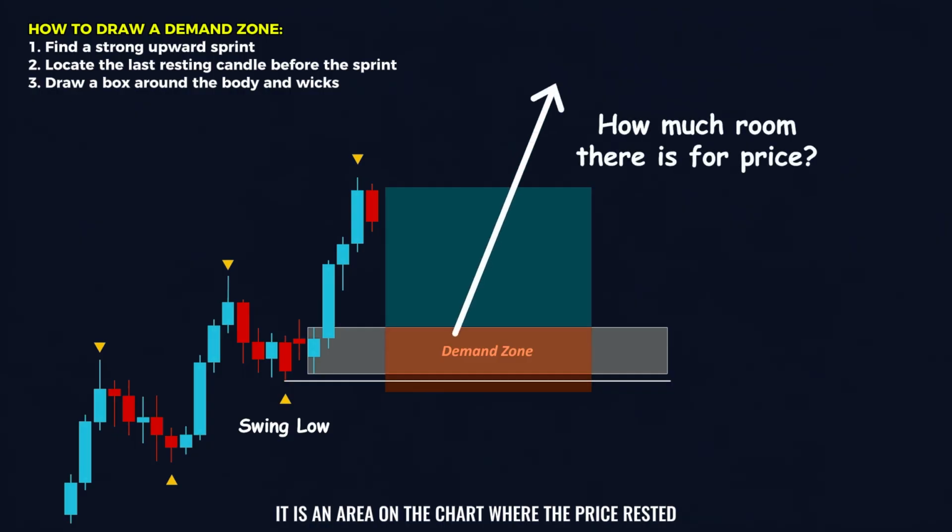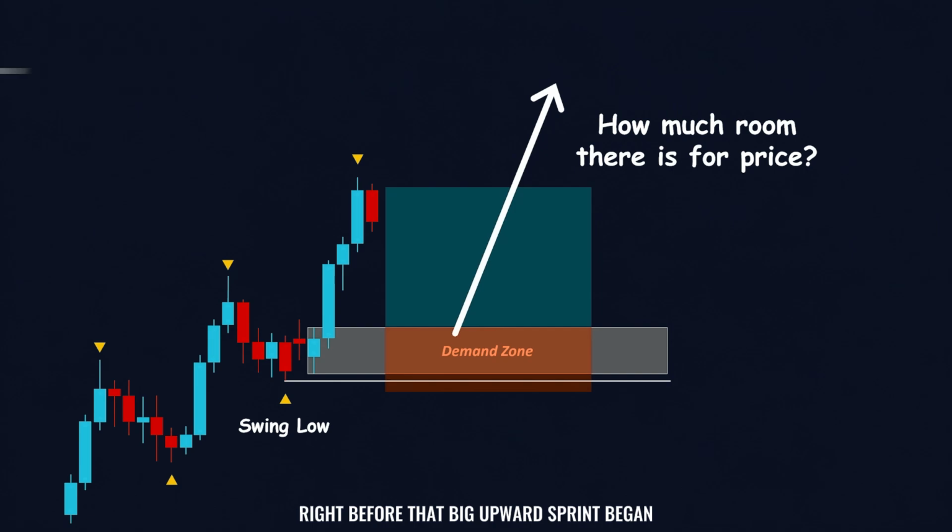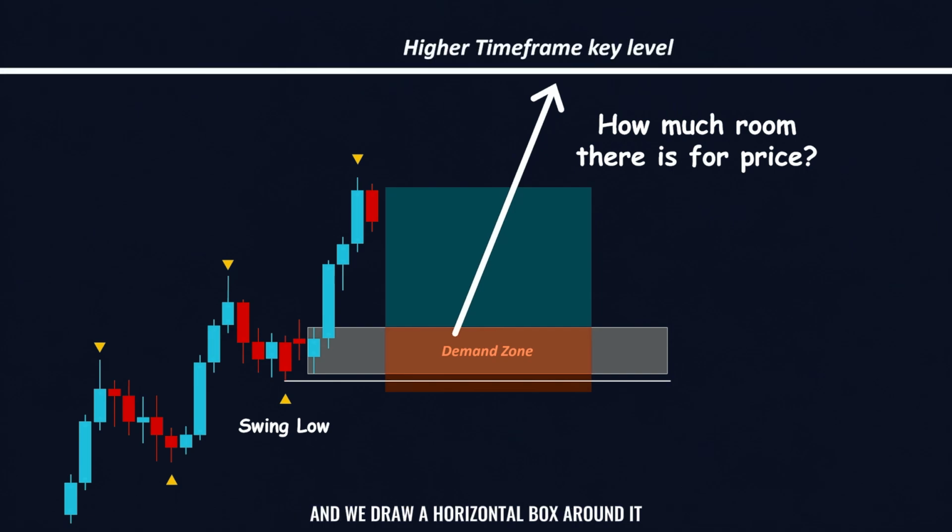It is an area on the chart where the price rested sideways for a brief moment before launching into a powerful, aggressive upward move. To draw this zone, we simply find the very last resting candle right before that big upward sprint began, and we draw a horizontal box around it. This box represents our discount zone, where we want to wait patiently to buy in the future.